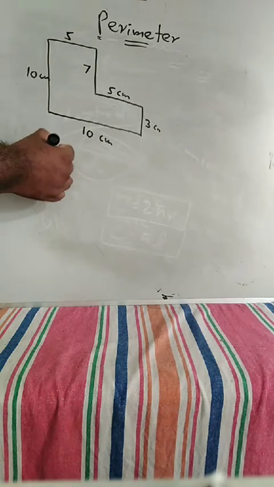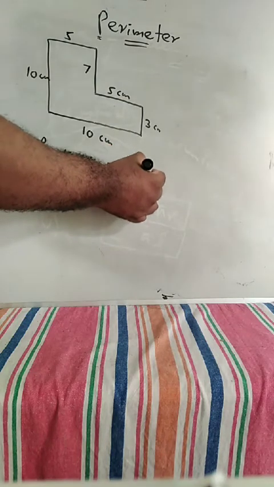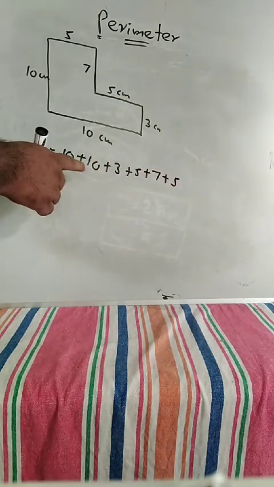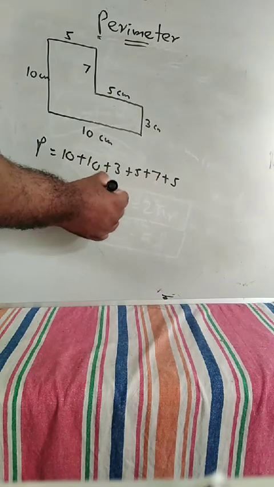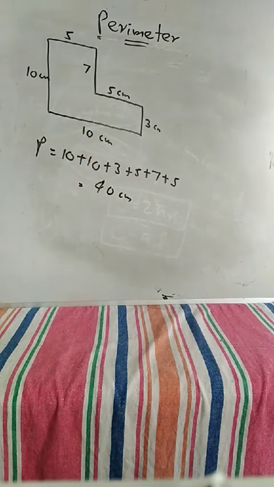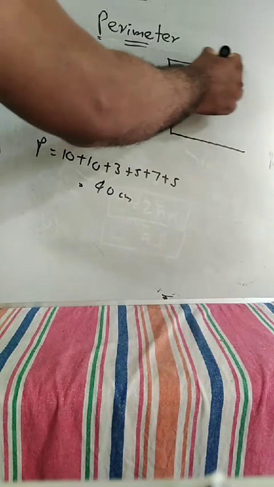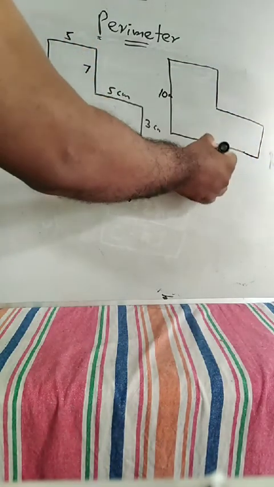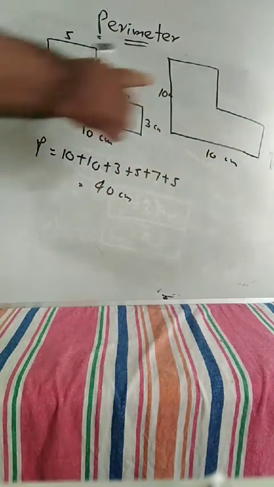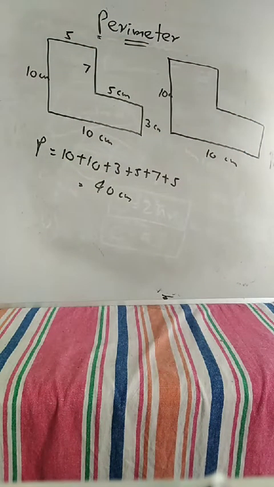The perimeter of this is 10 plus 10 plus 3 plus 5 plus 7 plus 5. Then the answer is 40 centimeters, the perimeter. But sometimes they have given like this: only this 10 centimeters. Find the perimeter. But they didn't give this value. But you should know, find the perimeter.